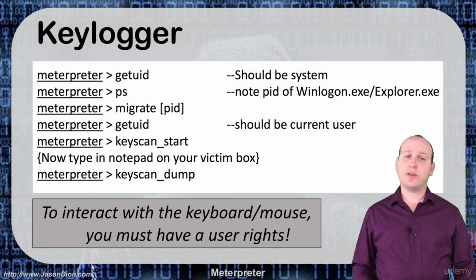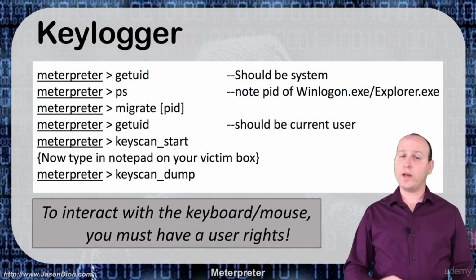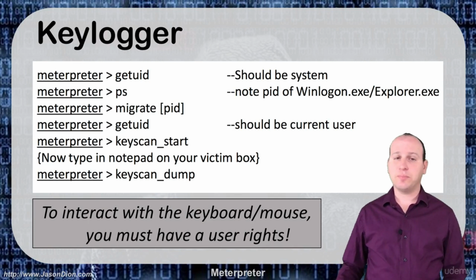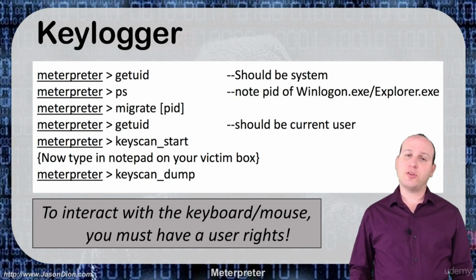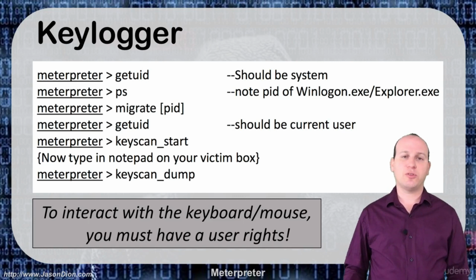So here's just a quick example on the screen of what it will look like in Meterpreter. getuid will tell me what I am. In this case, I want to be system. ps tells me the processes that are open, and I'll be able to see what processes are there.